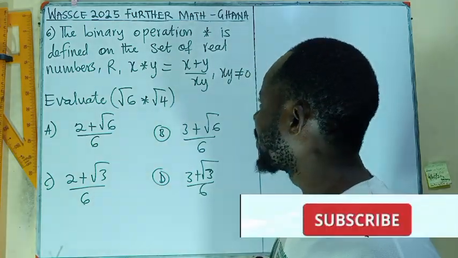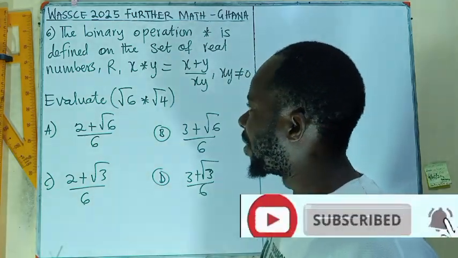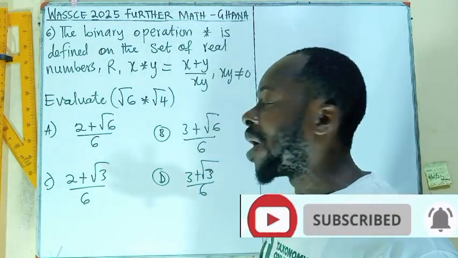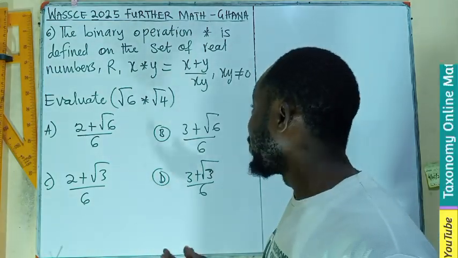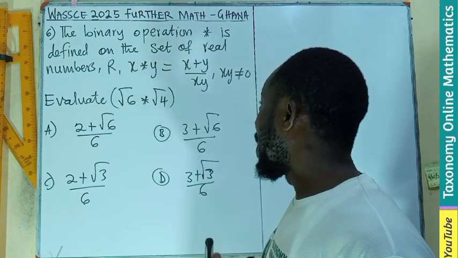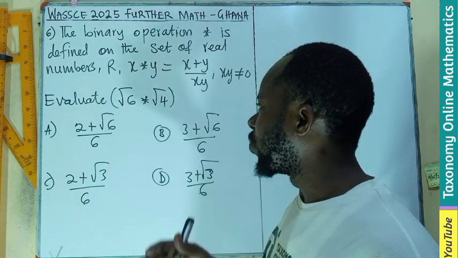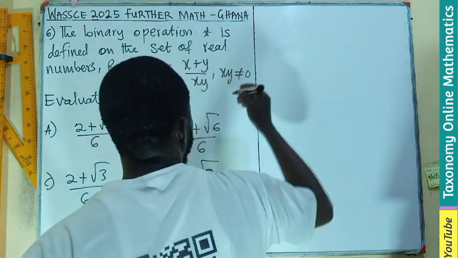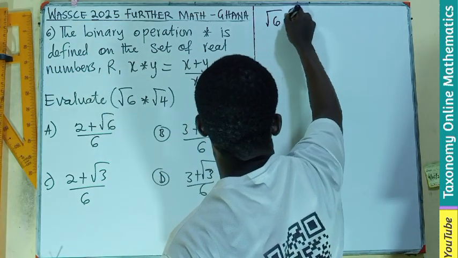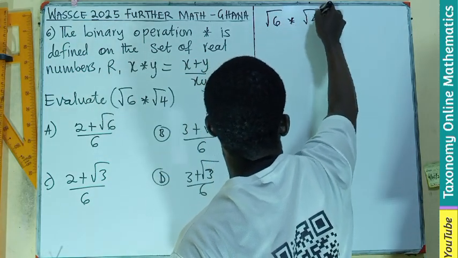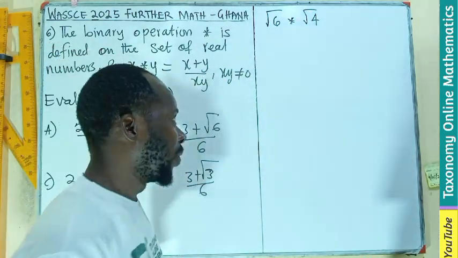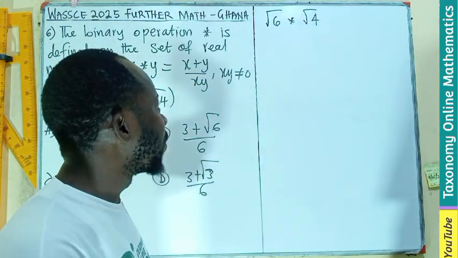Question number 6, WASSCE 2025 Further Mathematics, Ghanaian Students, Section A. The binary operation star is defined on the set of real numbers as x star y equals x plus y divided by xy, where xy cannot be 0. We have to evaluate the root of 6 operated by the root of 4. Remember, root 4 already is a perfect square, so I'm going to pick it as a perfect square.